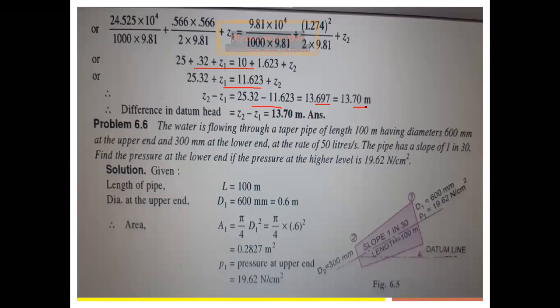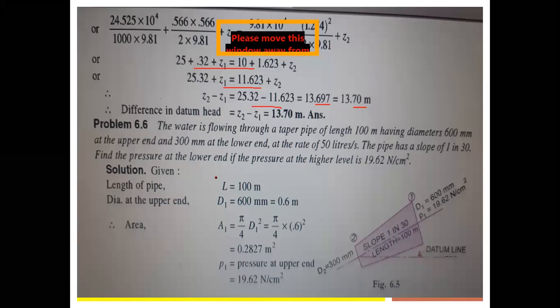The water is flowing through a taper pipe of length 100 meters having diameter 600 mm at the upper end and 300 mm at the lower end, at the rate of 50 liters per second. The pipe has a slope of 1 in 30. Find the pressure at the lower end if the pressure at the higher level is 19.62 Newton per centimeter square.